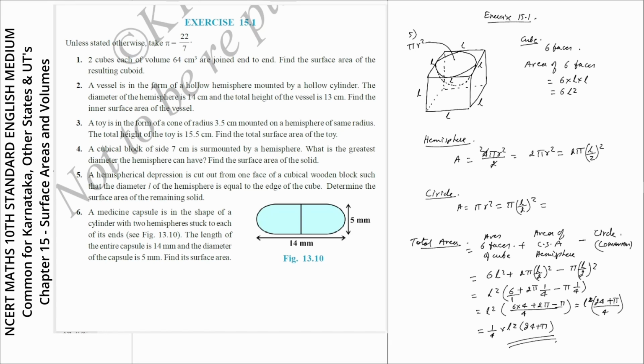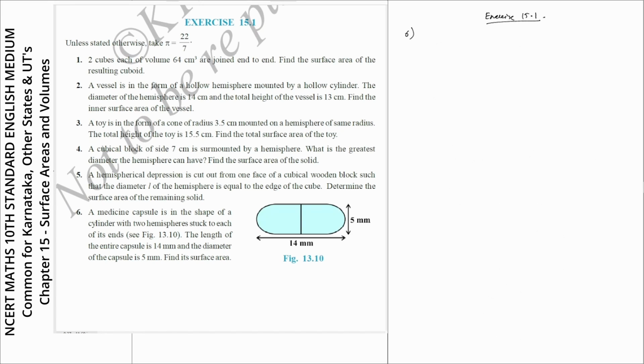Exercise 15.1 question number 6. A medical capsule is in the shape of a cylinder with two hemispheres stuck to each of its ends. The length of the entire capsule is 14 mm and the diameter of the capsule is 15 mm. Find its surface area. So the capsule is like this.